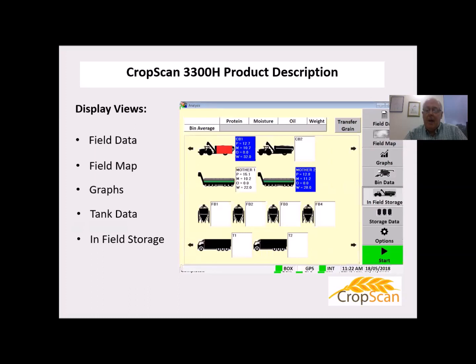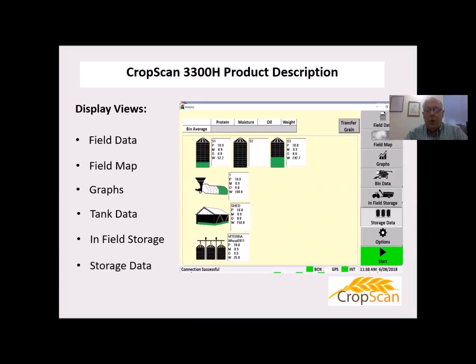And there is a logistics package which allows you to track what the protein, moisture, and weight is as the grain goes from the combine into a field bin, into a cart, into a mother bin, then into field silos, and then finally into a truck. And then when it's taken out of the field and put into storage, it could be on-farm storage, in the form of a silo, a grain bag or a shed, or it's sent off to the local elevator or silo or customer. So we're keeping a complete record of where the grain has gone.